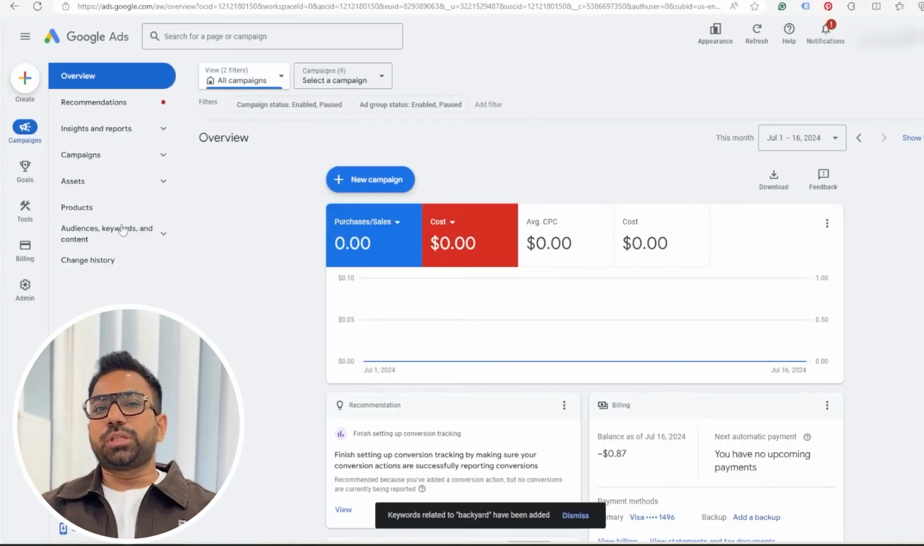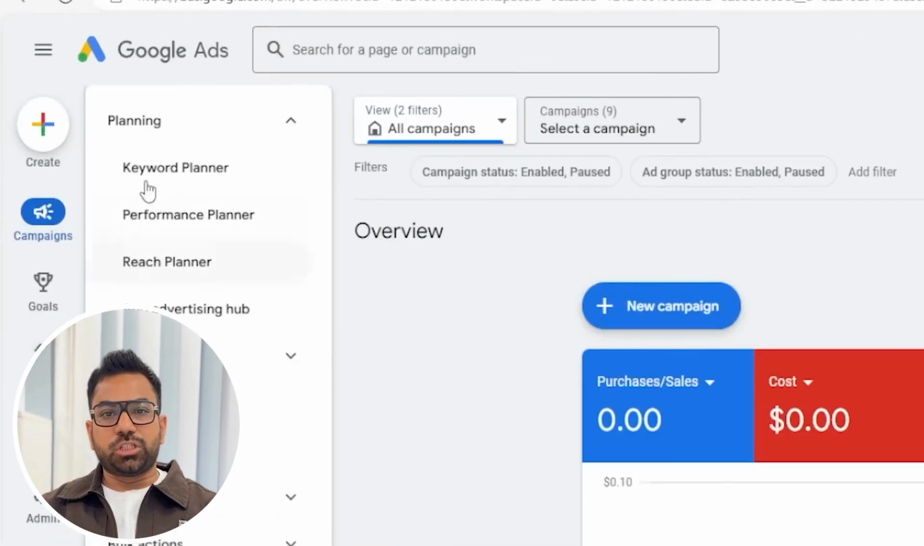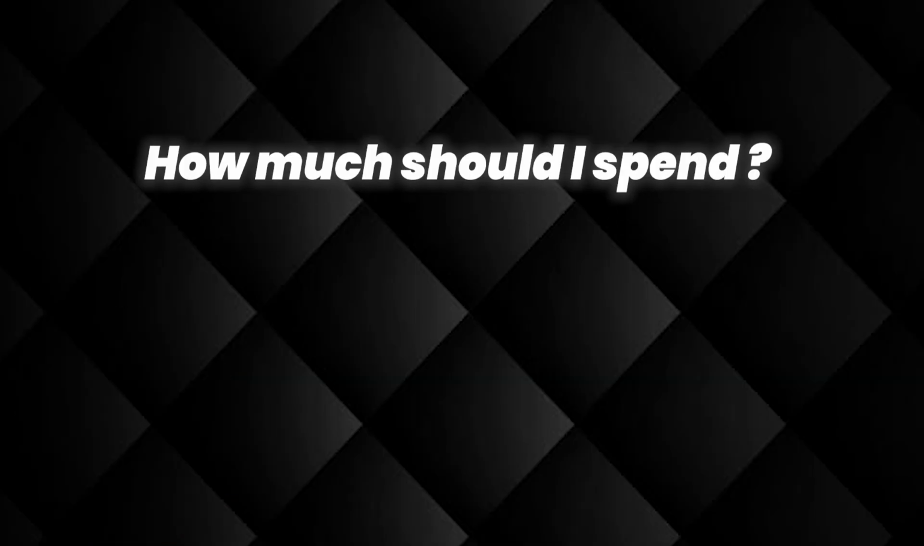To do this, we use the keyword planner, but not just to find keywords. We use it to build a financial forecast. When a client asks, "How much should I spend?"